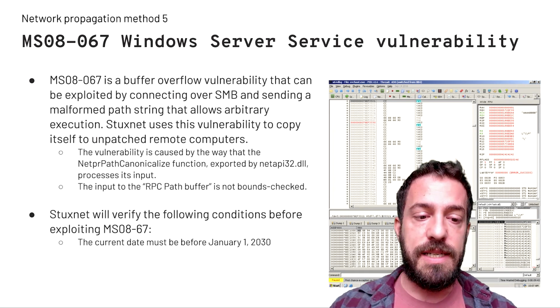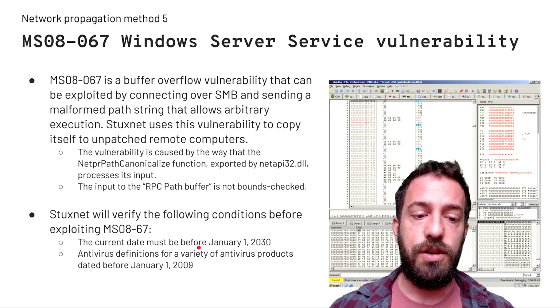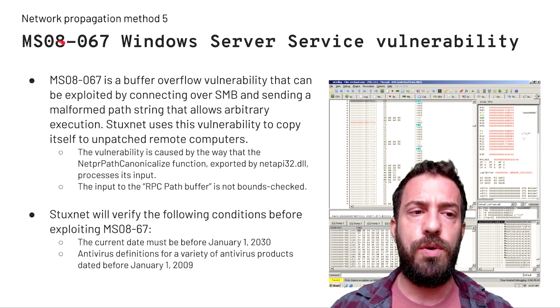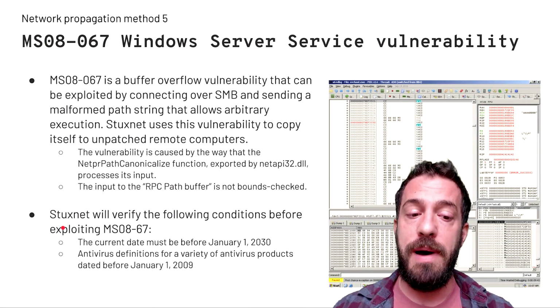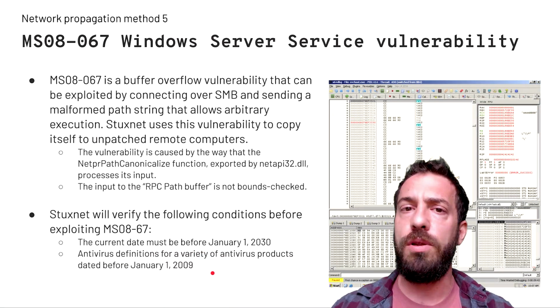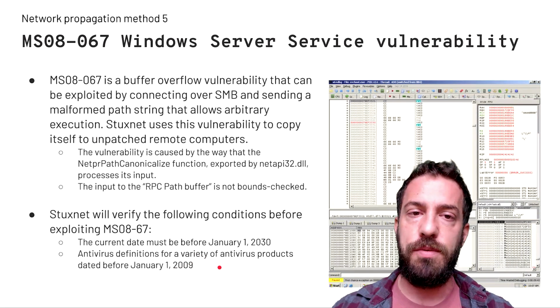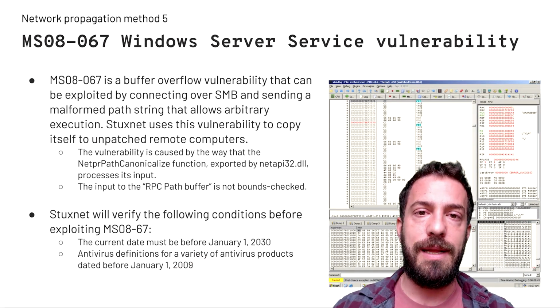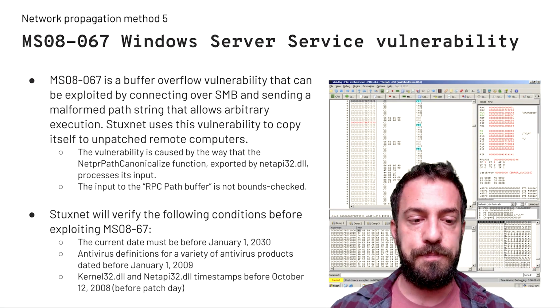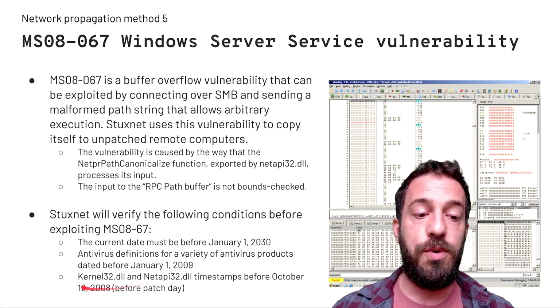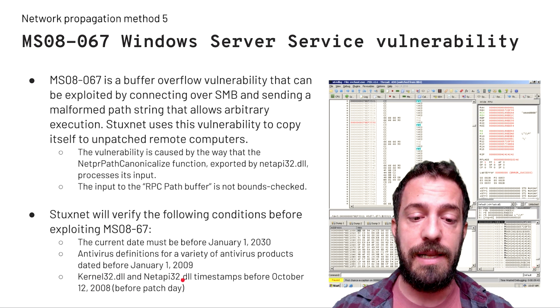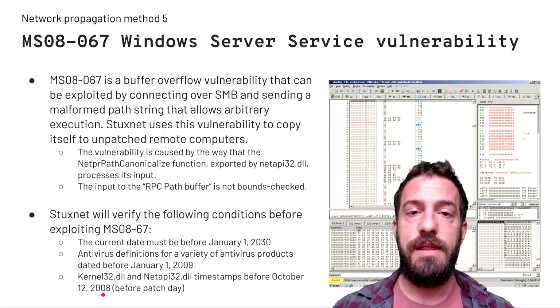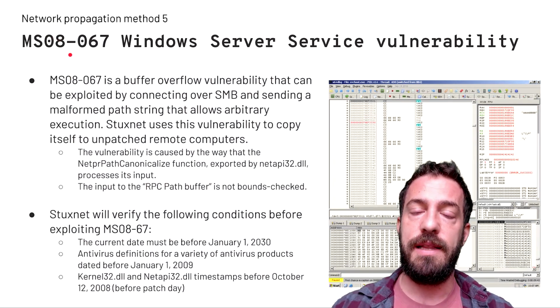Also, there are some checks Stuxnet does, verifies the date. It also checks for antivirus because that was a known vulnerability exploited by other malware. It was checking whether the antivirus products were dated before some day or older ones. And if they were, it wouldn't try to exploit that because it knew that newer antiviruses knew of the vulnerability and they were protecting against that. It was also checking whether patches were applied, whether those two files had timestamps before the patch day that was fixing that vulnerability.